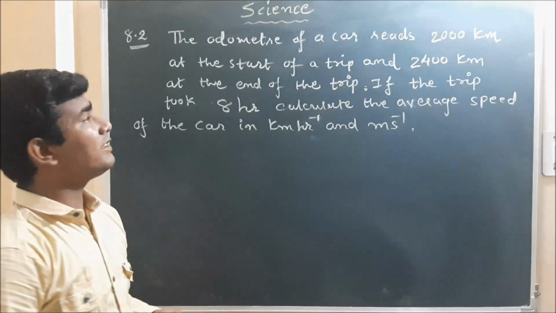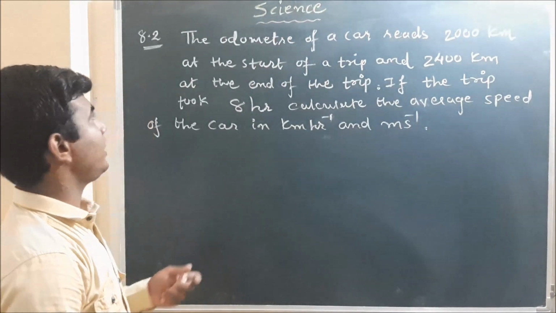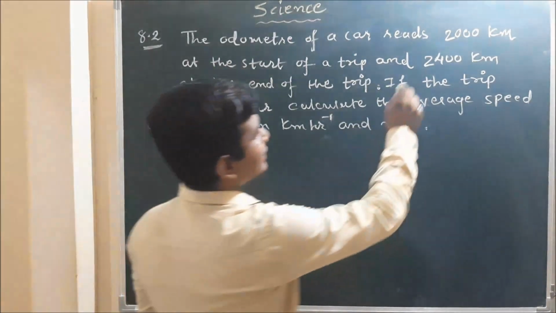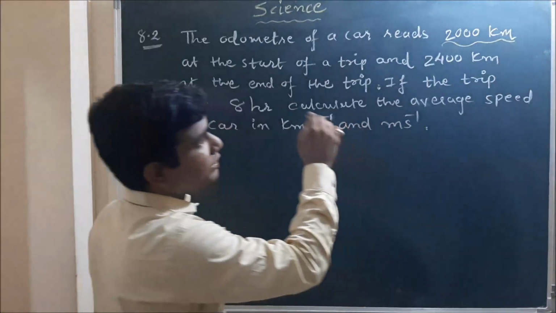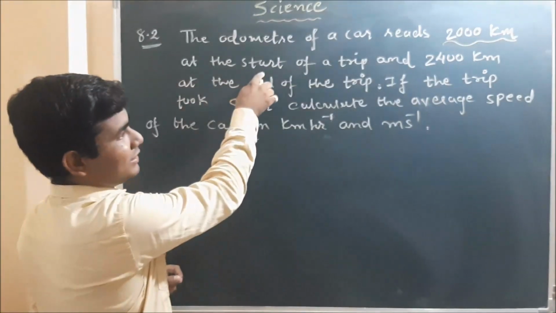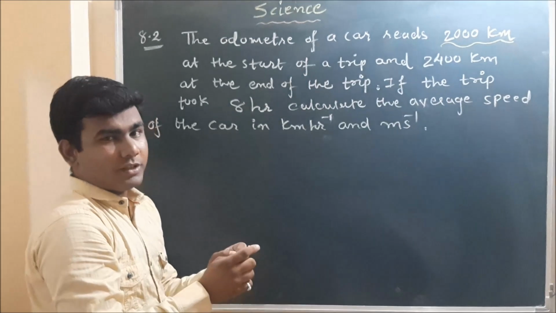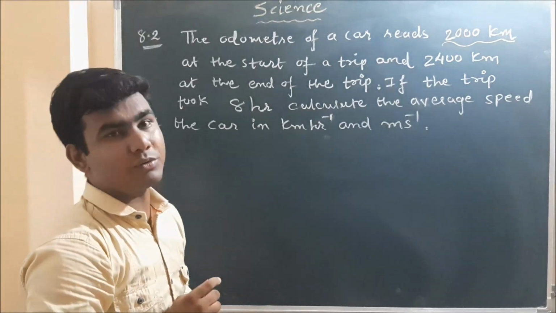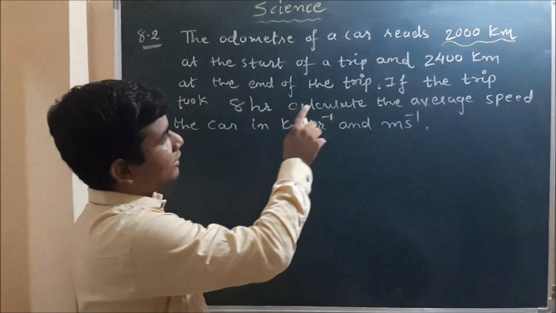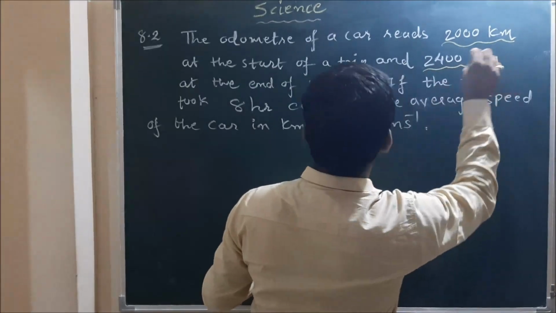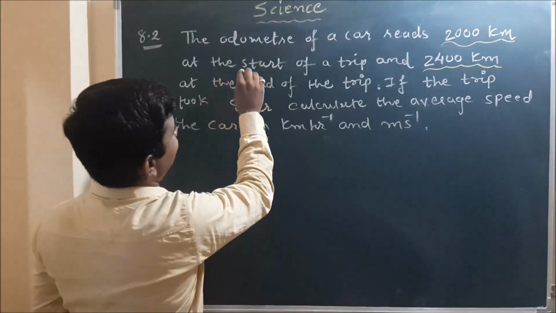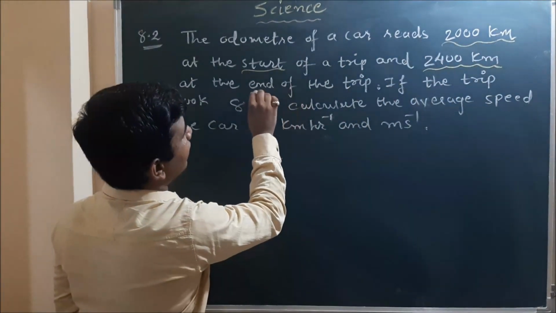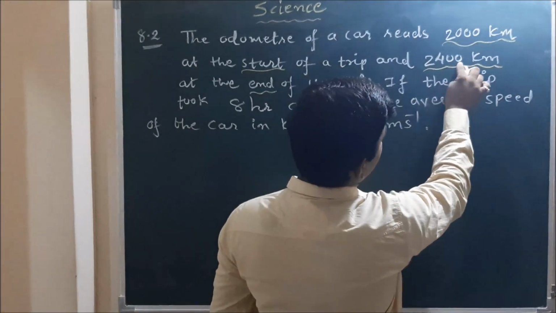Okay, here we have the second illustration, illustration number 8.2. In that, the odometer of a car reads 2000 kilometer at the start of a trip. So before the trip is started, the reading of the odometer is 2000 kilometer and 2400 kilometer at the end of the trip. So at the start it was 2000 kilometer, at the end of the trip it is 2400 kilometer.